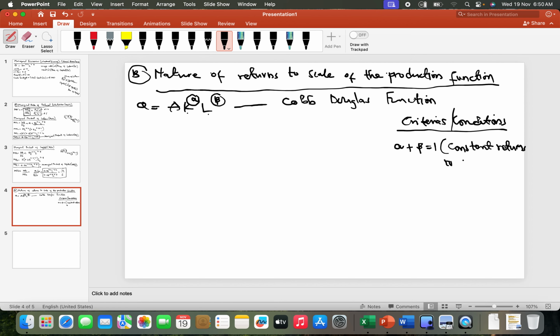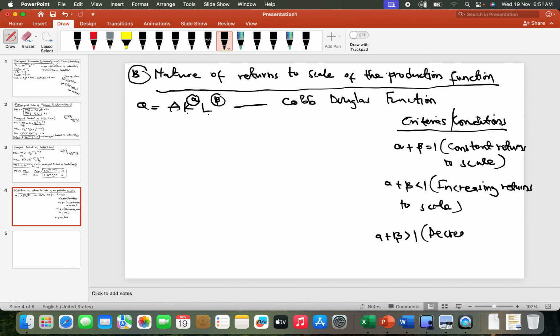Returns to scale. If I have alpha plus beta less than 1, it means it's increasing returns to scale. If I have alpha plus beta greater than 1, it means it's decreasing returns to scale.